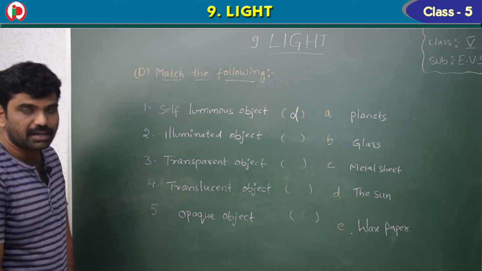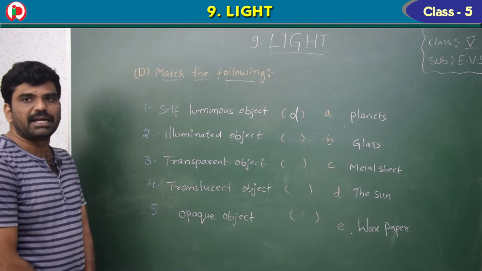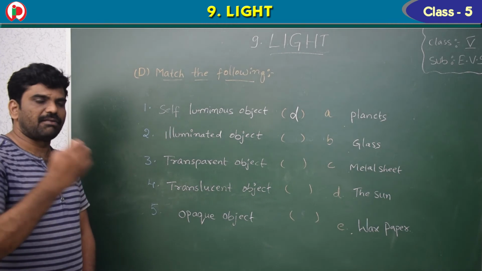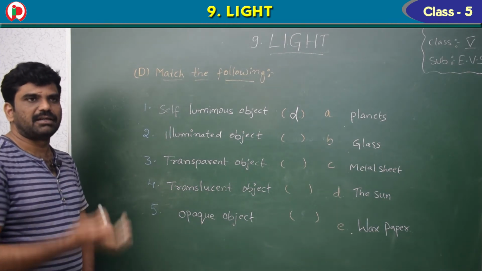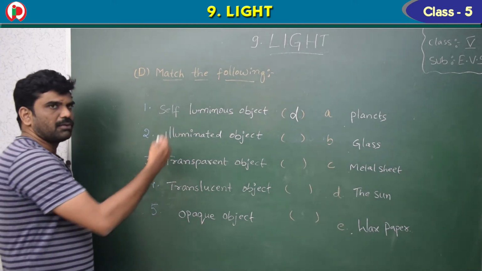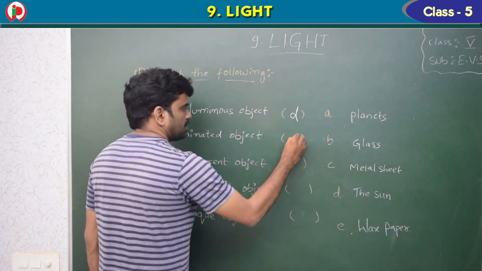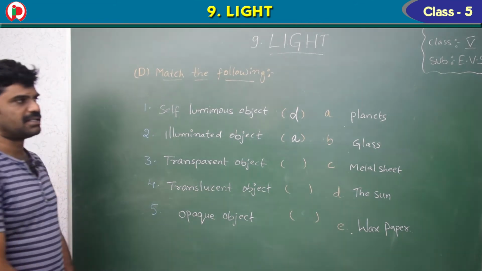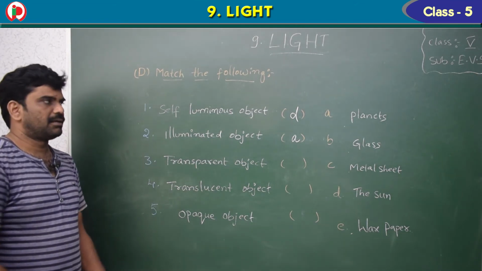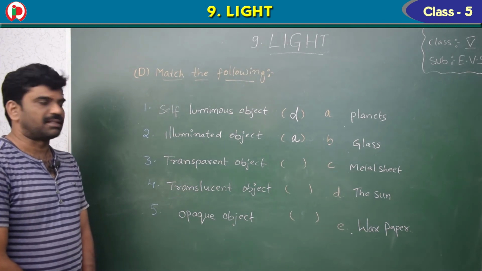Okay, what is the answer? D. Illuminated object. An illuminated object is one that becomes visible whenever light falls on it, like Earth. So A is the right answer. That is a planet like Earth. Mercury, Saturn, Jupiter, like that.